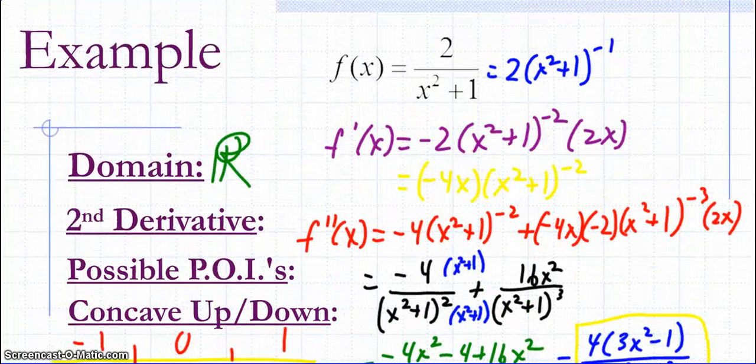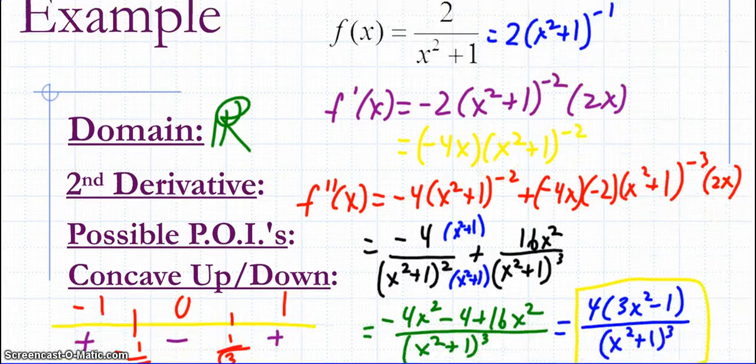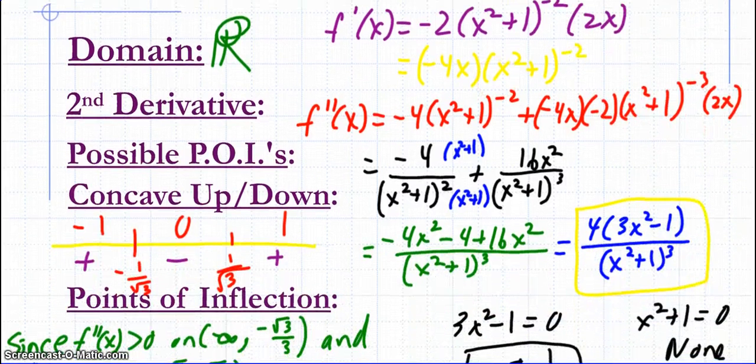This one was a little bit more work for the second derivative. The first derivative wasn't too bad. First I rewrote the function as 2 times the quantity x squared plus 1 to the negative 1. Then I did the chain rule for the first derivative: bring down the negative 1 and take the derivative of the inside. So I get negative 4x times the quantity x squared plus 1 to the negative 2. Now I had to use the product rule, which is a little bit more work. The derivative of the first times the second plus the first times the derivative of the second, and for the derivative of the second I have to do the chain rule again.